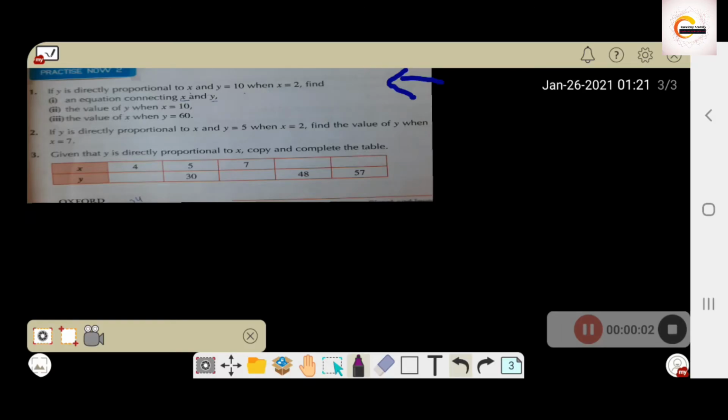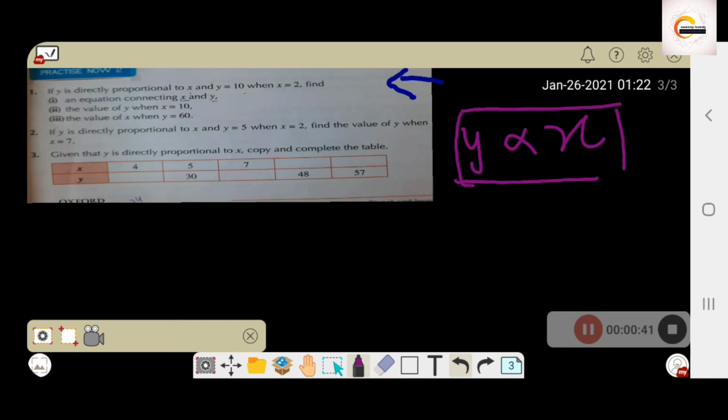Question number 3. It is given that y is directly proportional to x. Copy and complete the table. So here we have to find out in which column x and y, both of them are given, so that we can find the value of k, and then after finding out the value of the constant k, we can put it into our equation of direct proportion, the algebraic expression of direct proportion. First, for k, which column am I going to use? I think I am going to use, yes, this column here.